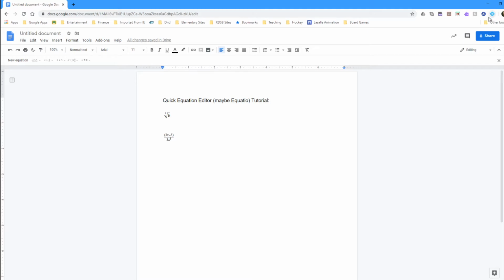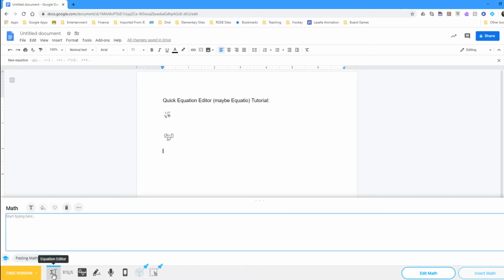So Equatio, once you've installed it, and I've put a video up on how to install it on the Google Classroom, there's a little blue button at the top here. If you click on that, it brings up the Equatio toolbar. If I wanted to type an equation, I would just type on the equation editor here, and I could start typing my equation right here. So let's say I do 3x minus 5, close the bracket, divided by 3x to the power of 3 like I did, or whatever power I want, okay?